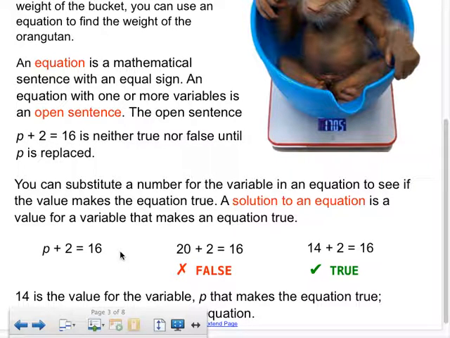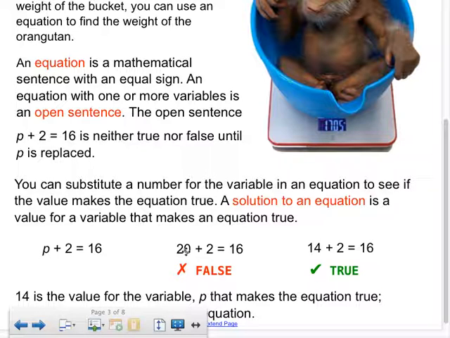Let's take a look at this some more. You can substitute a number for the variable in an equation to see if the value makes the equation true. A solution to an equation is a value for a variable that makes an equation true. So if you take a look right here, do you guys see, here's my equation? And then for here, this is false, but what did I replace p with? I replaced it with 20. And what's 20 plus 2? 22. And is that equal to 16? No. That's a false statement. So guess what? 20 is not a solution to the equation.